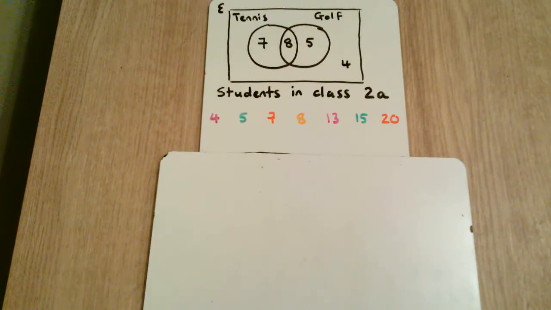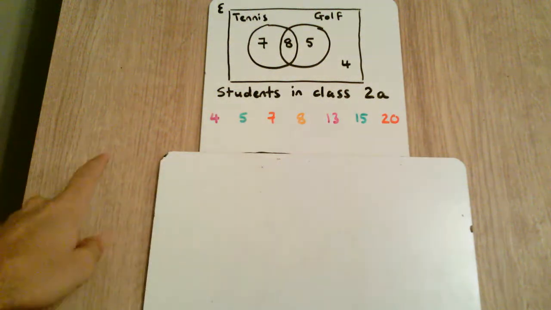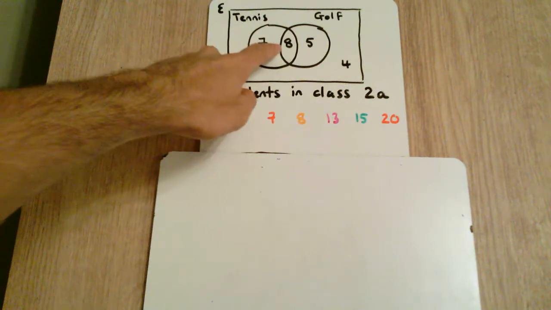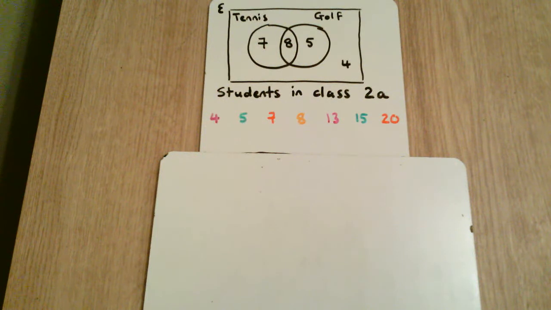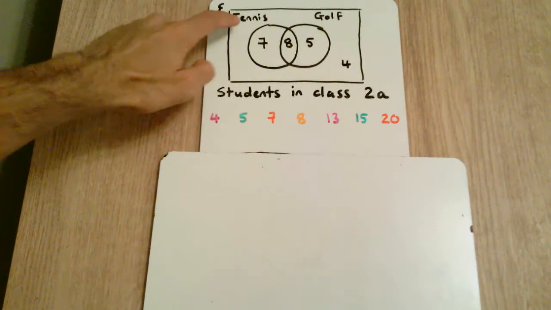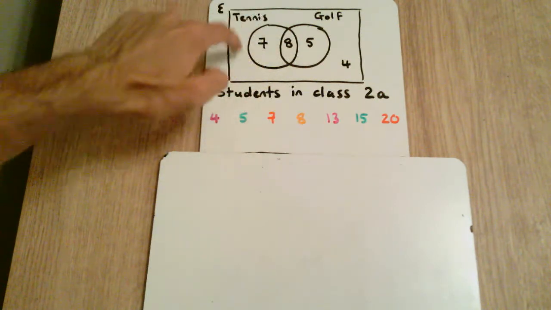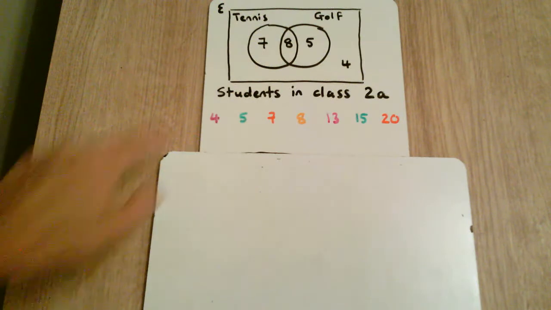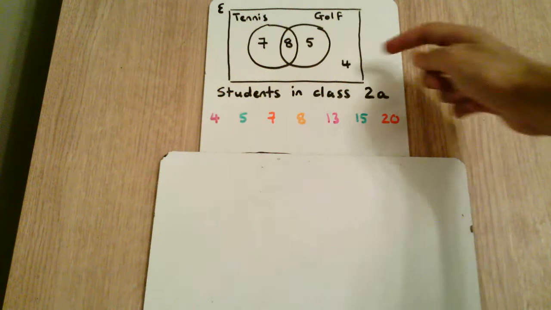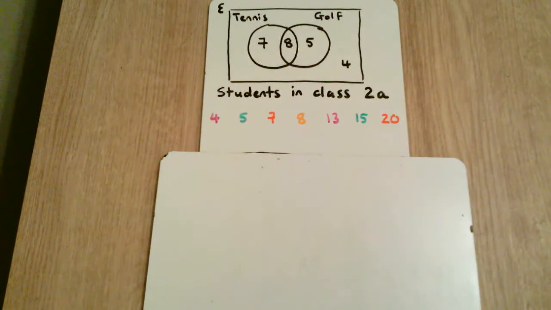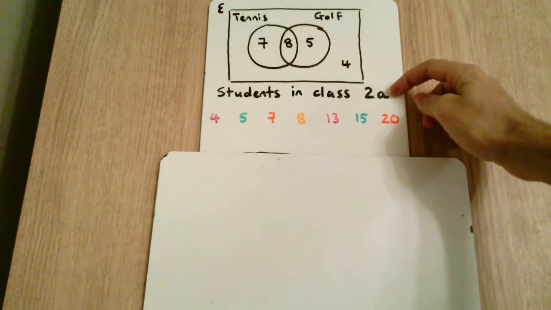So when we look at this diagram in front of us, our Venn diagram has a few specific key things. It's got all of these students which are in class A. We have 7 over here, 8 over here, 5 over here, and 4 over here. Whenever I refer to a Venn diagram, we basically say that you've got two circles. One circle on the left represents everyone that plays tennis, and the circle on the right represents everyone that plays golf. Now, the number outside refers to people that do neither but are still in class 2A.